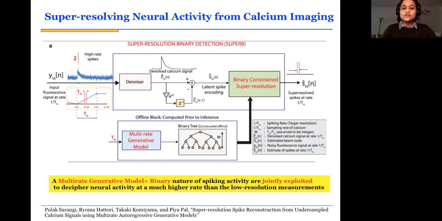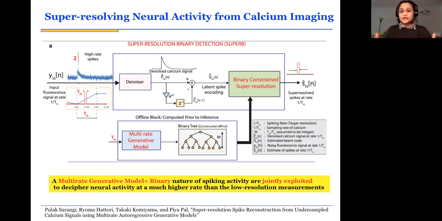Is there any hope? What we did was come up with a new generative model that captures the dynamics between slow calcium and fast neural spiking activity. We also use the fact that neural activity, in addition to being sparse, has some other properties. In particular, it is binary in nature. It can take two possible values: a non-zero value with a constant amplitude, and zero. Using these two facts together, we were able to come up with a computationally efficient algorithm that can give very highly accurate estimates of the underlying spike dynamics from these low rate calcium measurements.